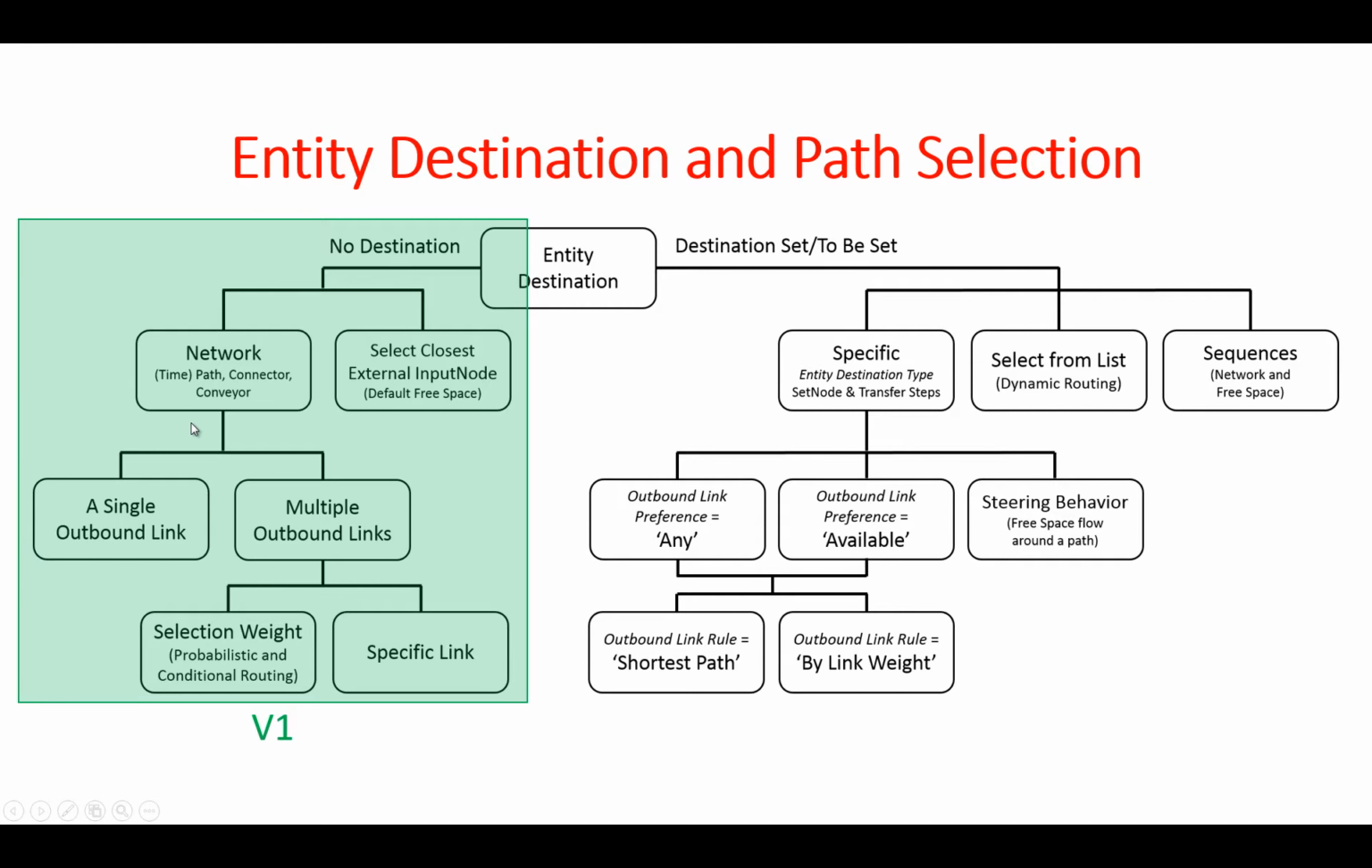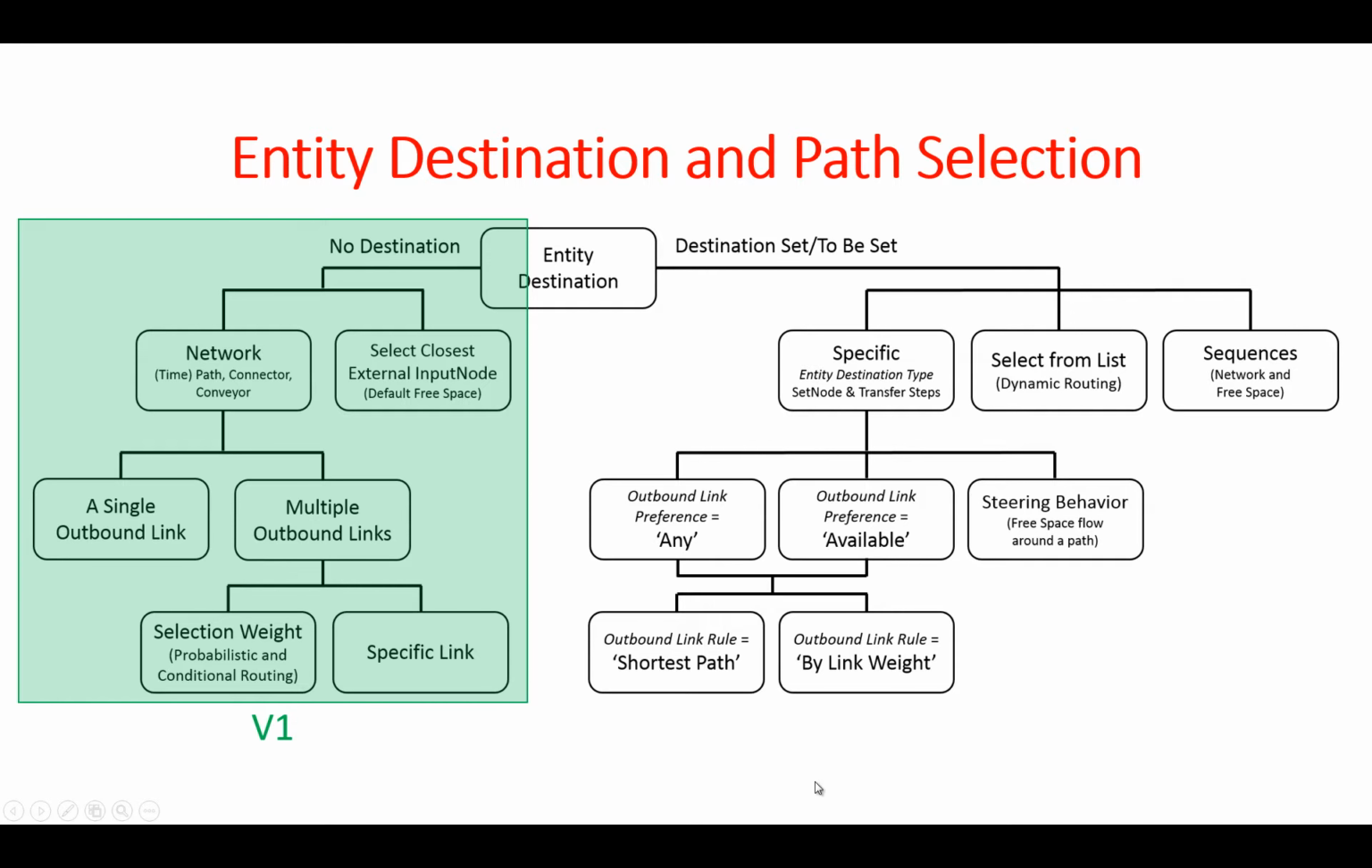For the case where we have a network of link objects, in other words, paths, connectors, conveyors, we look at the case where we have a single outbound link out of our transfer node, in which case we do not really have any options to choose from. If we have multiple outbound links, we can either specify a specific link for our entities to take, or we can use the selection weight property of our outbound links to perform probabilistic and conditional routing.